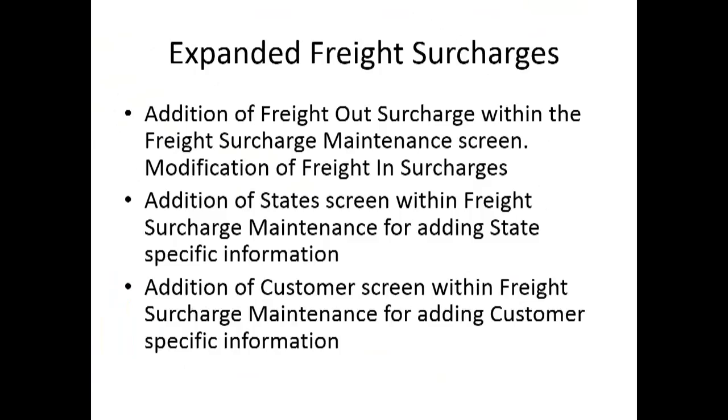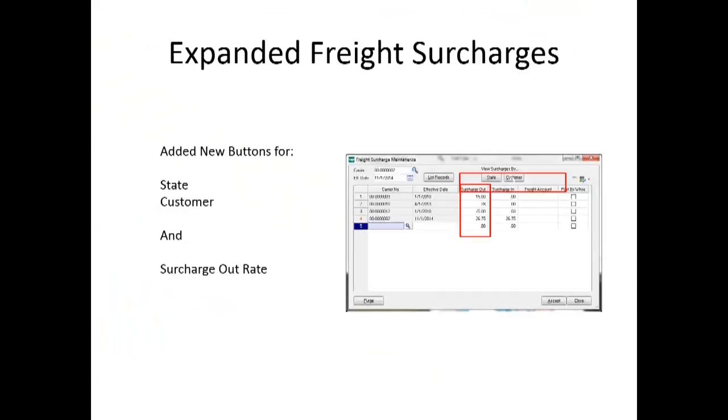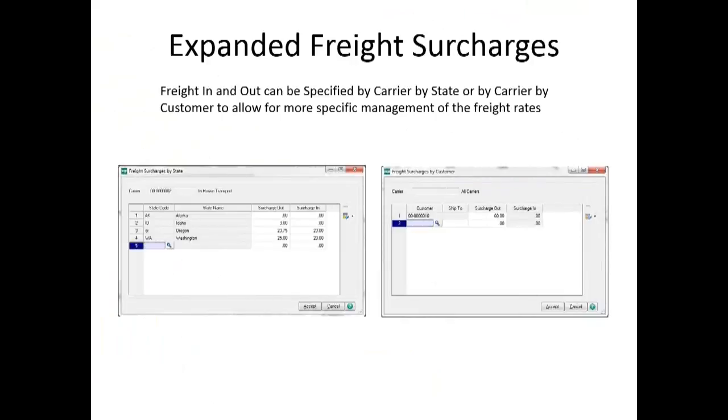So we added the new freight out surcharge within the freight surcharge maintenance screens. We've added a states button and a new customer screen to allow you to select some customer specific information. So you can see we now have that column that I've got highlighted there that shows you the surcharge out that you're charging the customer to allow that rate variance, and two new buttons, state and then customer. So you can specify that freight in and out by carrier, by state, or by carrier, by customer.